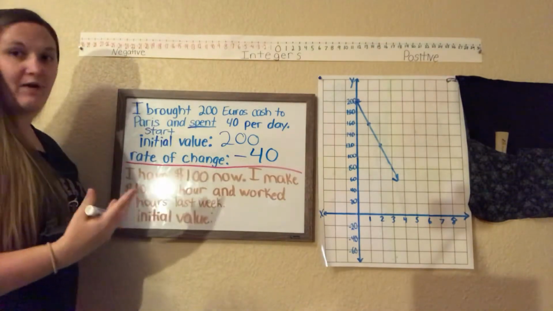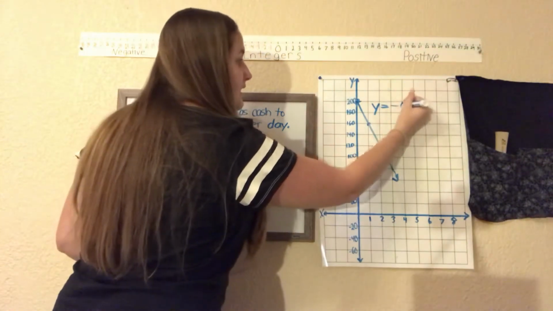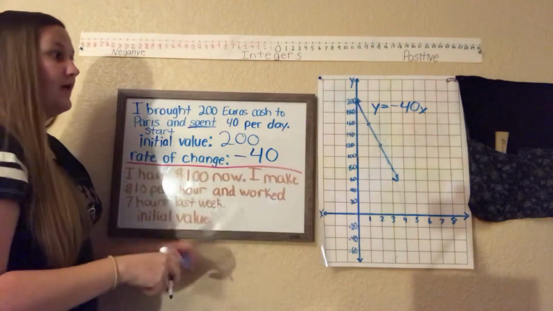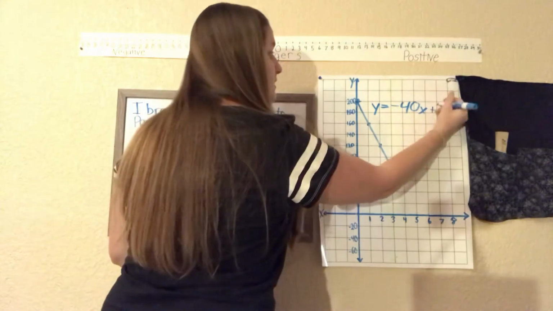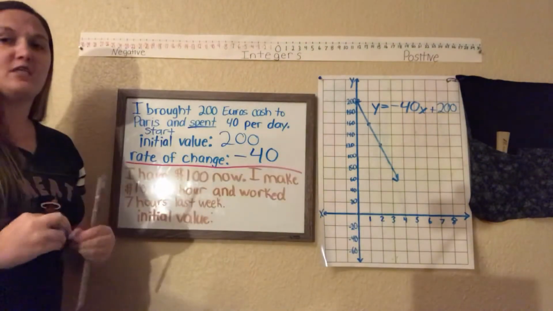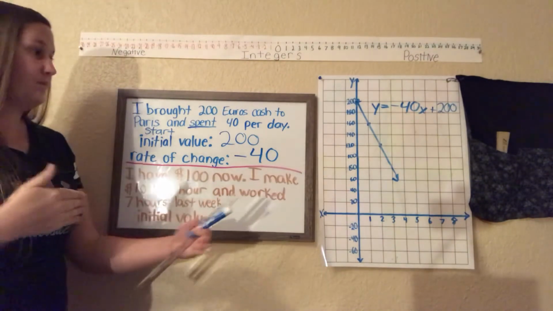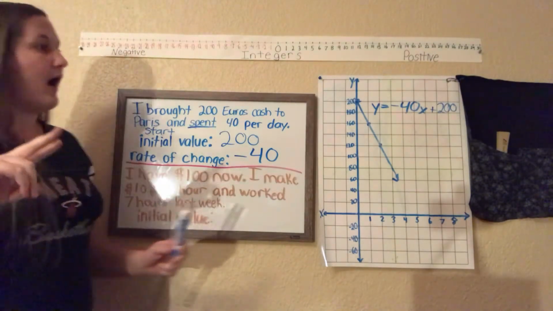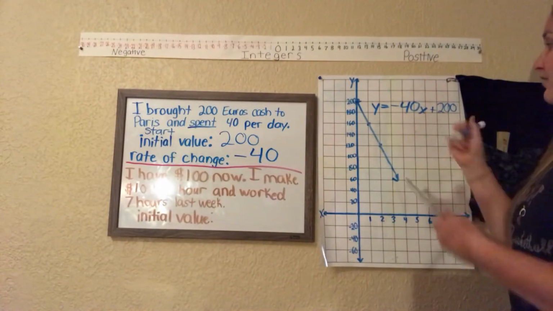So if I were to write an equation for this, I would say y equals negative 40x, that's the slope, how much I drop each time, plus, what is my starting value? 200. Now, I could also phrase the question, how many days do I have until I go broke? Two ways to test that out. I could say, when would my y value be 0?